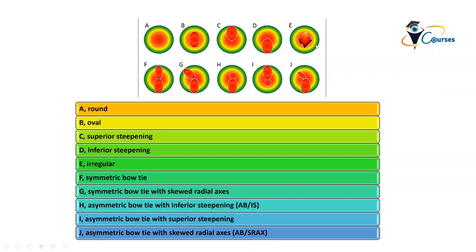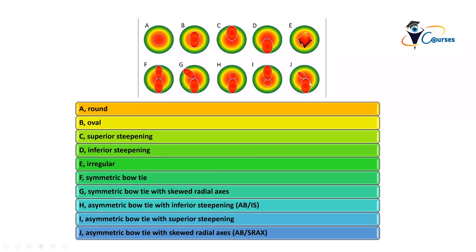Irregular pattern, which can be due to either keratoconus or scars in the cornea. So there is no identifiable pattern. Symmetrical bow tie, vertically symmetrical bow tie, as you can see here, like the first image, will be considered normal. Symmetrical bow tie with skewed radial axis, where there is deviation of the radial axis, can sometimes be suspicious. Here, asymmetrical bow tie with inferior steepening is suspicious for keratoconus. Asymmetrical bow tie with superior steepening is unlikely to be keratoconus. This is more likely to be a scar.